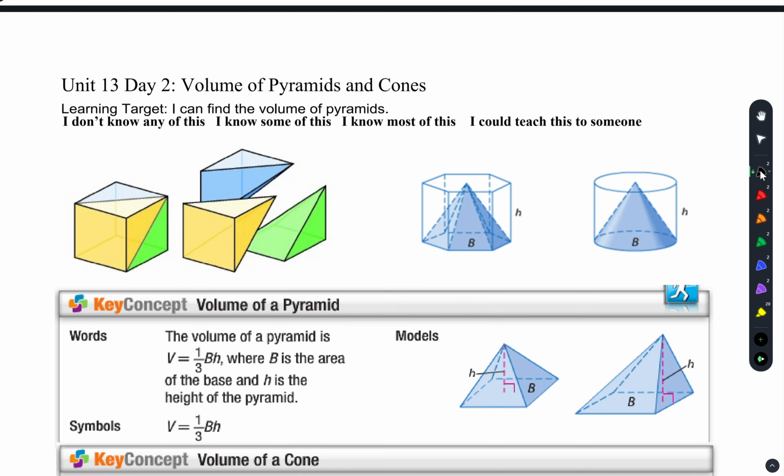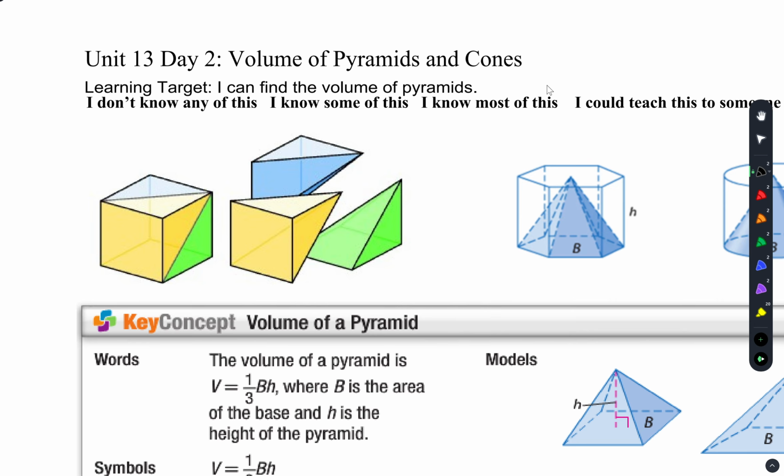Unit 13, day 2. We're talking pyramids and cones today. I really like this little diagram that they have right here that shows you a cube, and then that cube is split into 3 equal pyramids. So guess what that means for our formula?